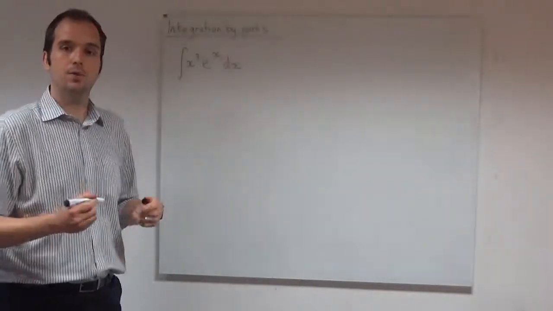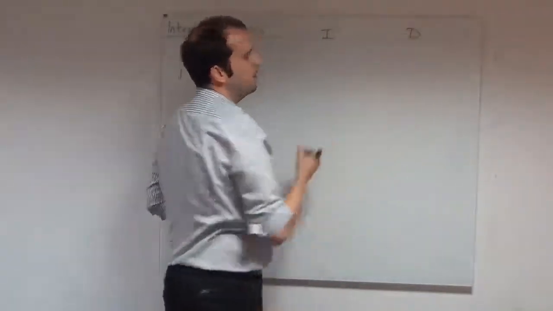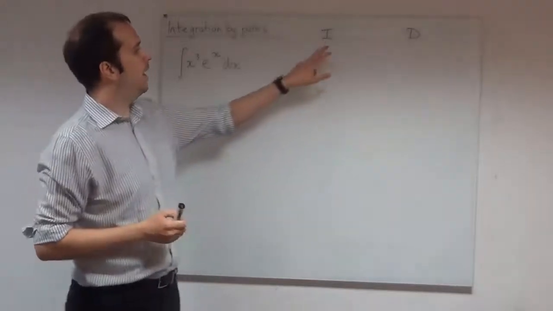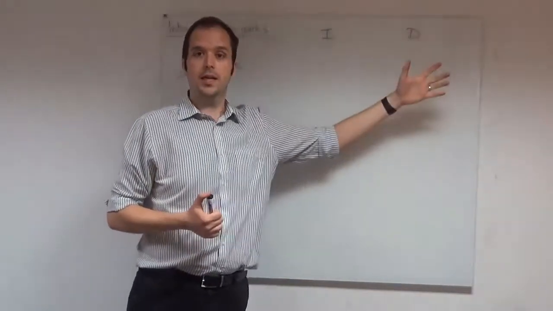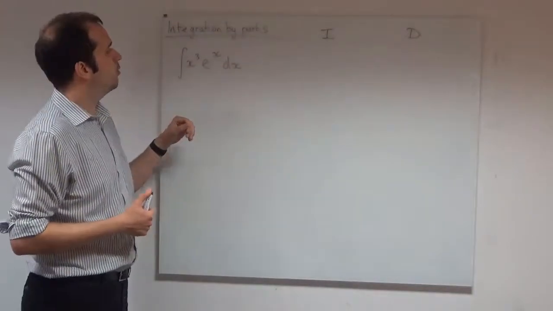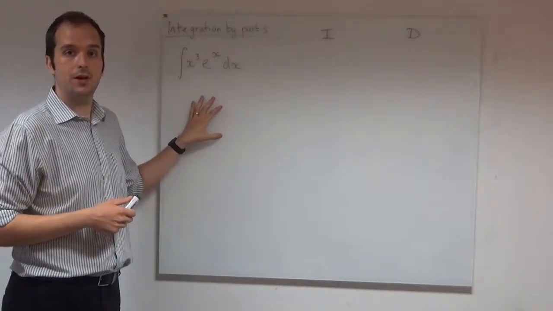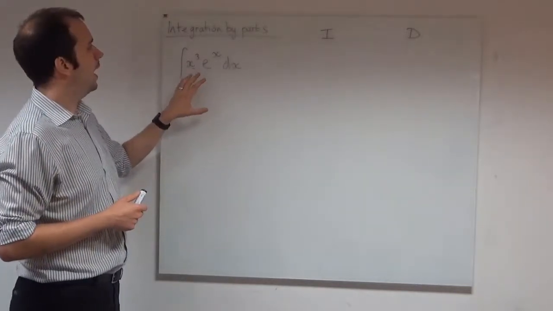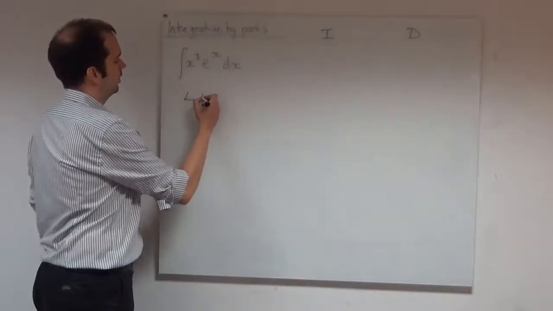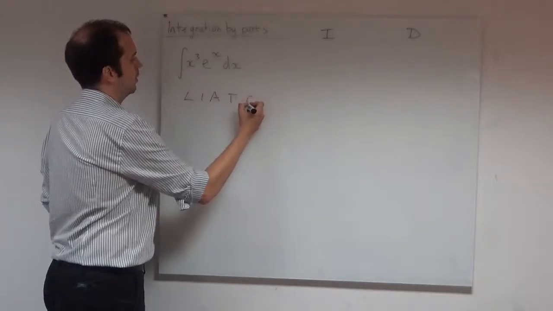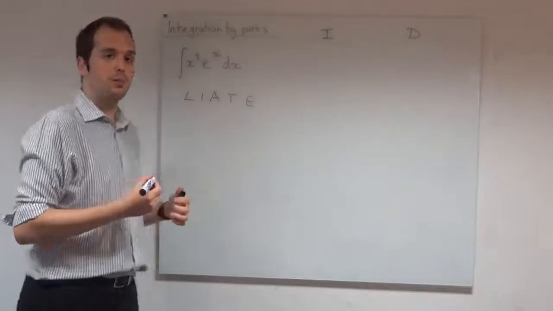So what we do, we set up 2 columns, I and D, where I stands for integrate and D stands for differentiate. So basically we just need to choose one function to integrate and one function to differentiate. As mentioned in a previous video, you have your LIATE, which tells you which function you should differentiate. So let's just do a quick reminder of that.